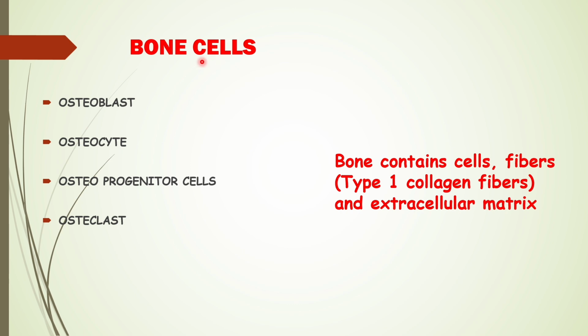Now, which are the bony cells? Basically, there are four bony cells in our body: osteoblast, osteocyte, osteoprogenitor cells, and osteoclast. Osteoblast will form a bone, while the osteoclast will lead to bone resorption. The bone contains the cells as well as the fiber, particularly type 1 collagen and the extracellular matrix.